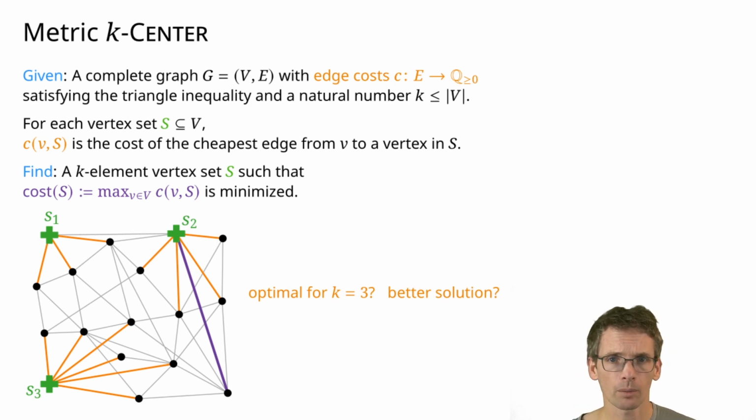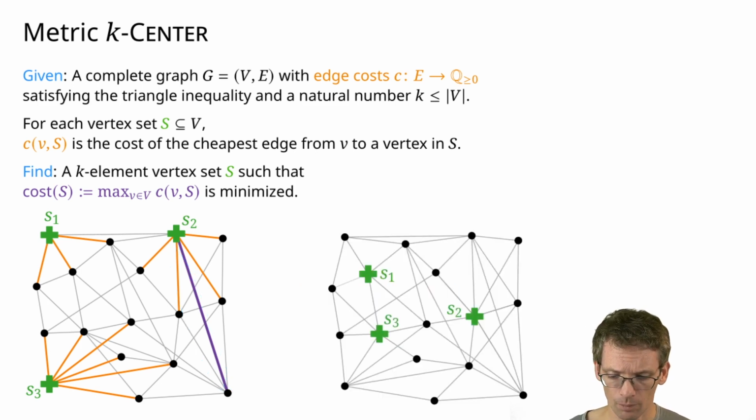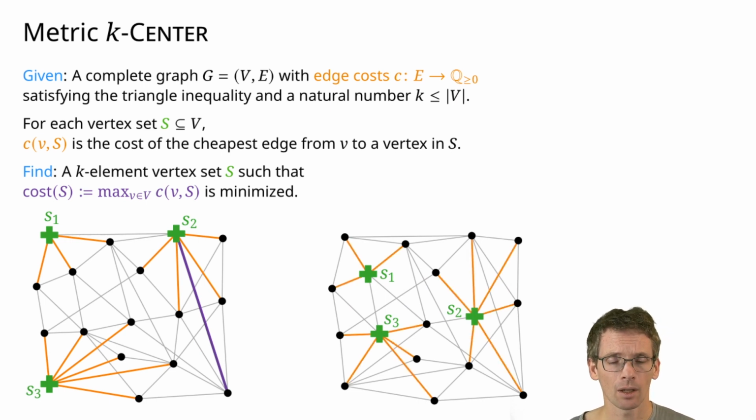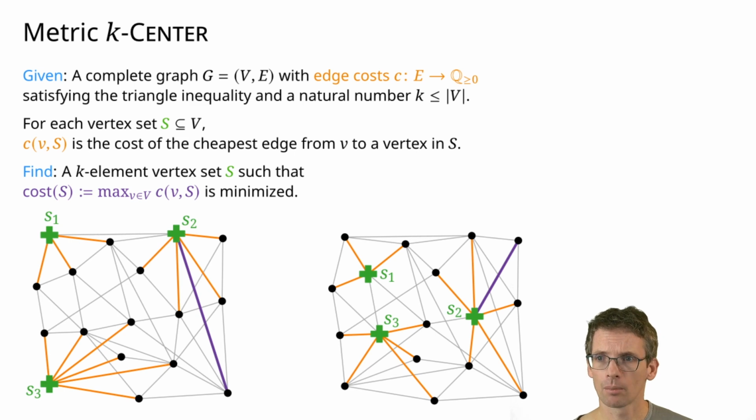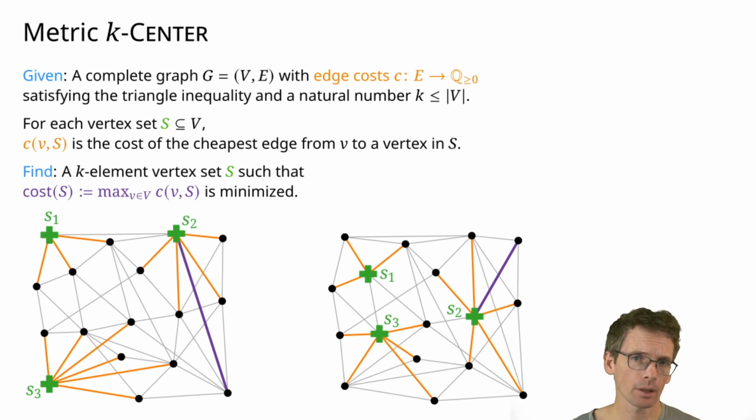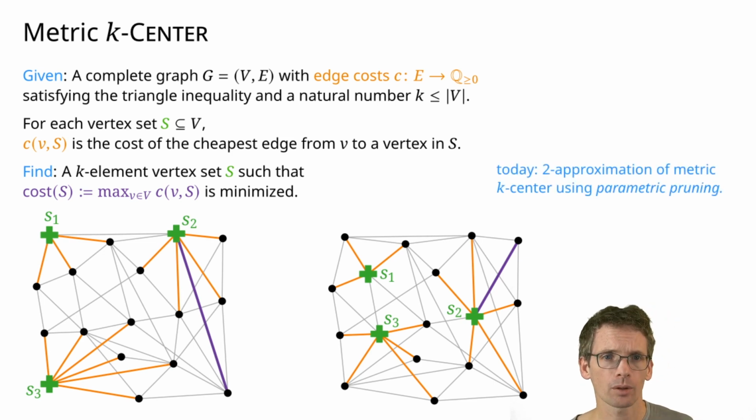Is this already an optimal solution? Meaning, can we select 3 center points such that the cost is smaller than this? Yeah, so here obviously a choice like this, if you take that, now in orange you see again for every vertex the cheapest one, and this would be the maximum here. So this might actually be a minimum cost k-center solution. What we're going to see today is a 2-approximation.